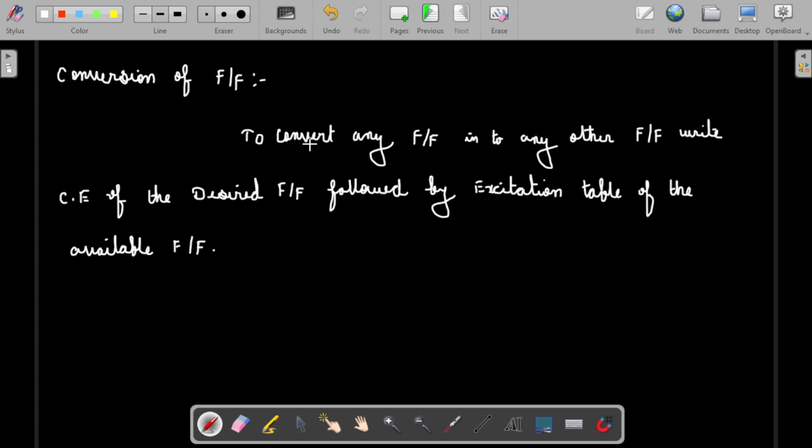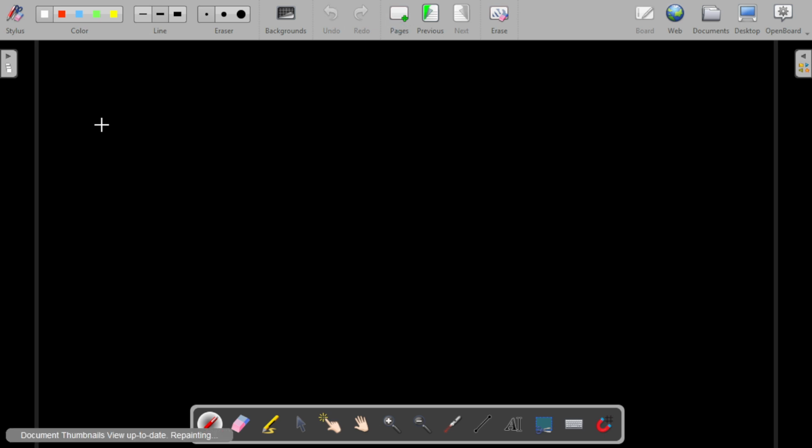The prime rule to convert any flip-flop into another flip-flop is to write the characteristic equation of the desired flip-flop, meaning the flip-flop that we need to achieve, followed by the excitation table of the available flip-flop. So let's see how the SR flip-flop can be converted into a JK flip-flop. JK is our desired flip-flop.